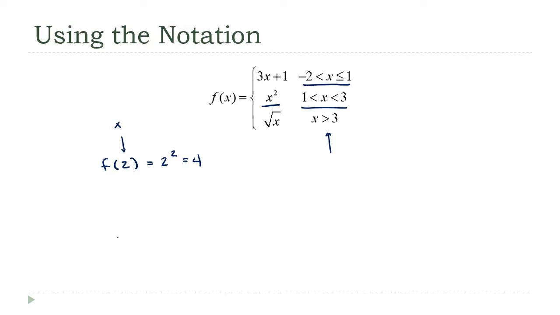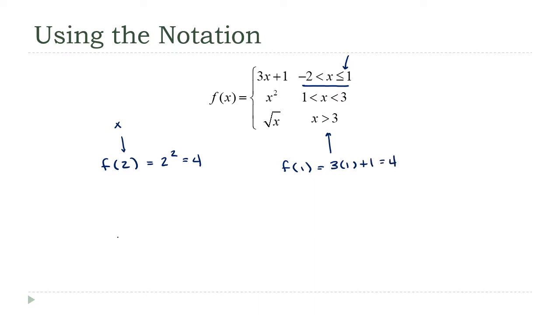Right, so let's look at another one. Let's say I ask for f of 1. Okay, well, I'm going to do the same thing. Right, is 1 in this first range here? Well, yes, it is, because this is less than or equal to. So that one includes 1. So f of 1 must be 3 times 1 plus 1, which is 4.